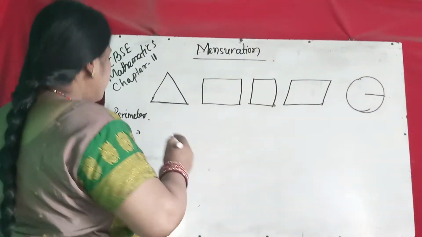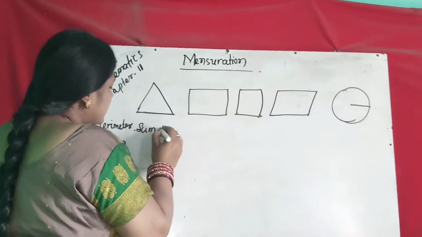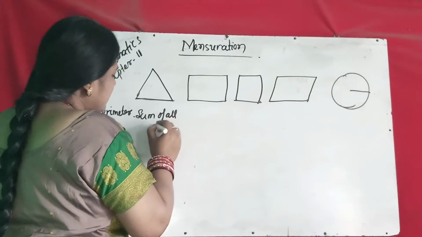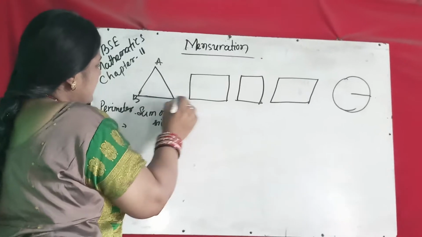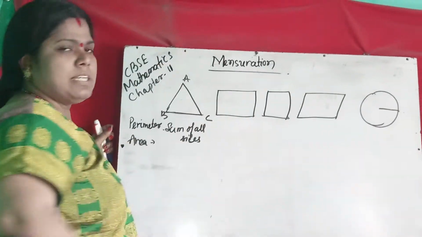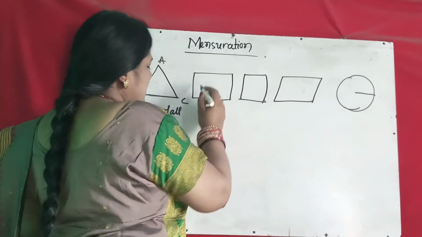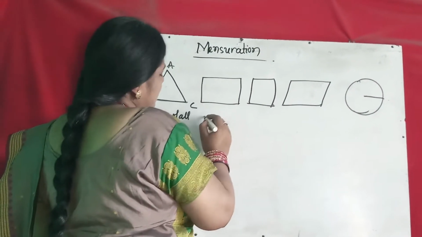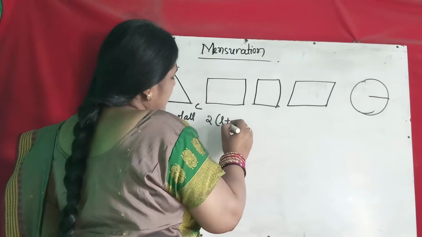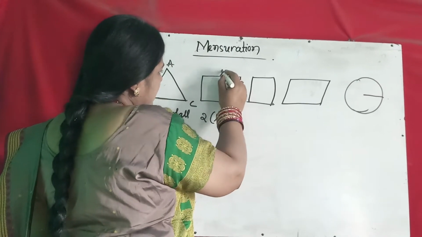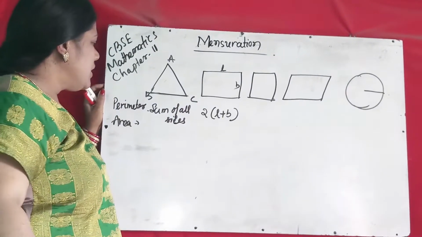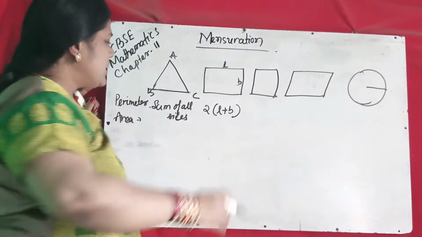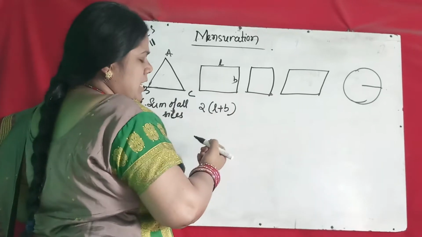What is the perimeter formula for a triangle? Sum of all sides. Simple. Suppose the triangle is ABC, then AB plus BC plus CA. That is the perimeter. For a rectangle, what is it? 2 into length plus breadth. This is length, this is breadth. You know this, I am just reminding you, revising: the perimeter is 2 into length plus breadth.